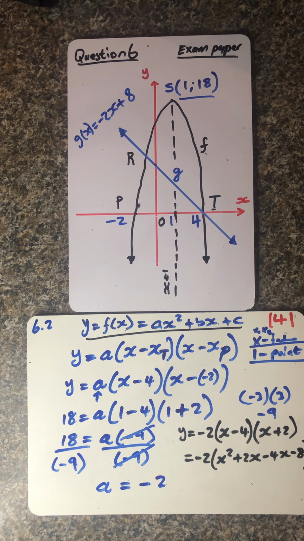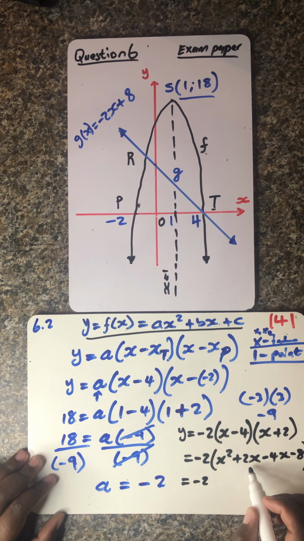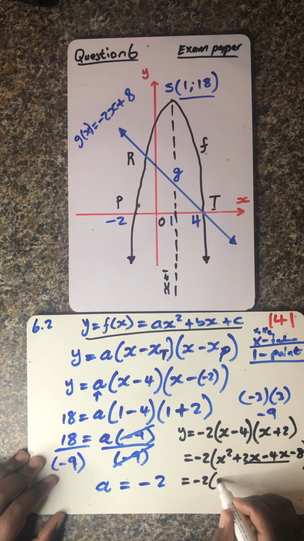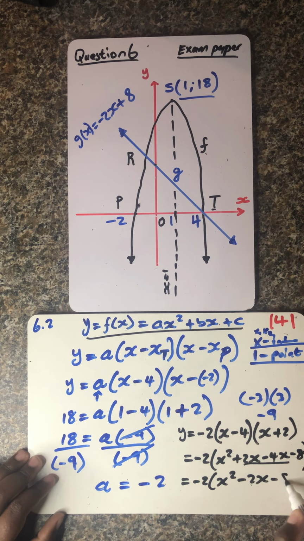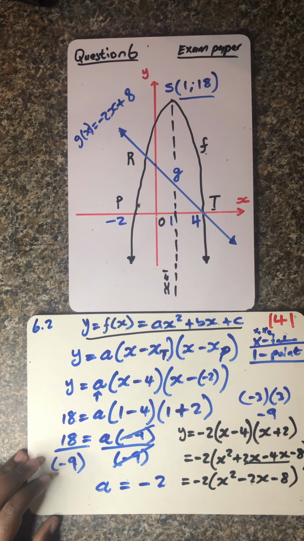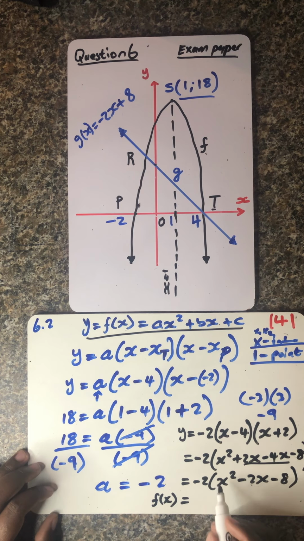Okay, so ladies and gentlemen, let's now proceed with our question. So our a is negative 2, obviously. Let's see, obviously these two guys, it's a negative 2, isn't it? So that means we have x squared minus 2x minus 8. Okay, so now it's just a matter of you multiply. So that means, guys, f of x is equal to that times that.